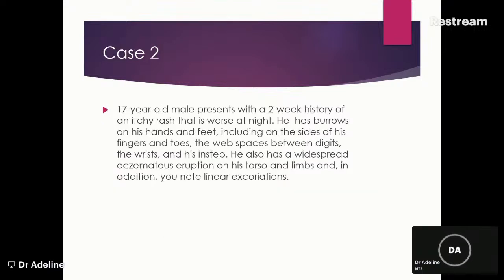Coming to the second case, there is a 17-year-old male who presented with a 2-week history of an itchy rash, which is worse at night. On examination, he has burrows on his hands and feet, including on the sides of his fingers and toes, the web spaces between the digits, the wrist, and his instep. He also has a widespread eczematous eruption on his torso and limbs, and we can also see linear excoriations.